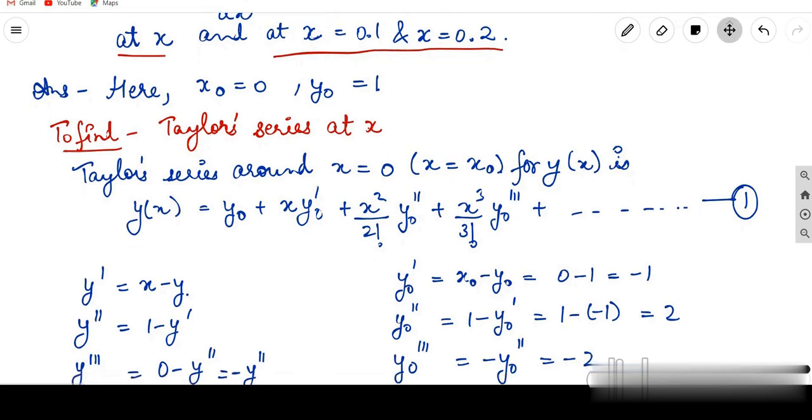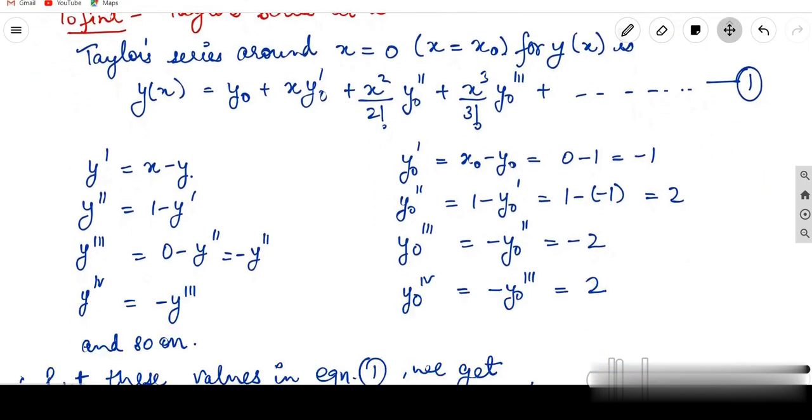Now calculating all the values in this on the similar basis, we'll get y dash is x minus y. So at the initial point x naught y naught dash is minus 1. Now the double derivative is 1 minus y dash. So at the initial point I am getting the value as 2. Now triple derivative of y is minus y double dash. So at the initial point I am getting minus 2. The fourth derivative, it is not necessary to calculate the fourth derivative every time, but in this I have done it. It is your choice. If you don't want to do it, you can do with the three derivatives only.